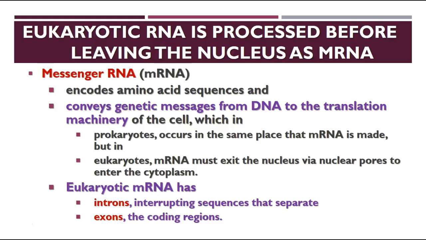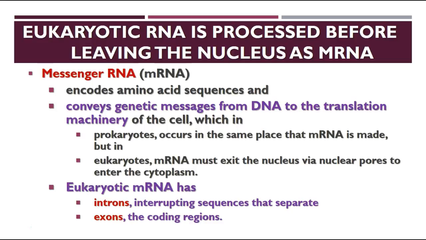In prokaryotes, it occurs just right there in the cytoplasm because remember prokaryotes do not have a nucleus. But in eukaryotes, the messenger RNA has to leave the nucleus. And the RNA is also put together a little bit differently in eukaryotes than prokaryotes. In eukaryotes, there are two parts of the RNA. Those are introns and exons.